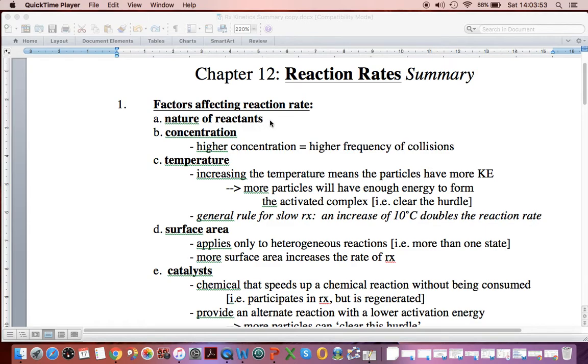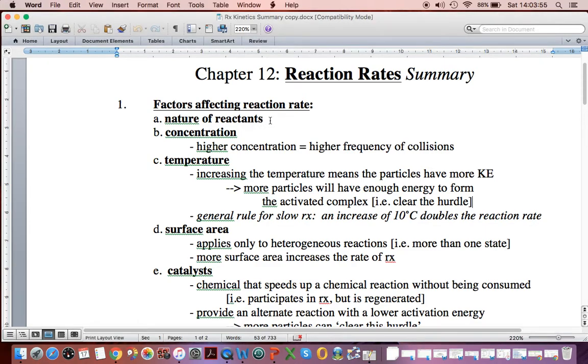A is nature of reactants, very vague. Often we're talking about metals as you go down the periodic table become more reactive, and nonmetals as you go down the table become less reactive. And that's due to their tendency to either gain or lose electrons. B, higher concentration, you get more frequent collisions and typically you get a higher reaction rate.